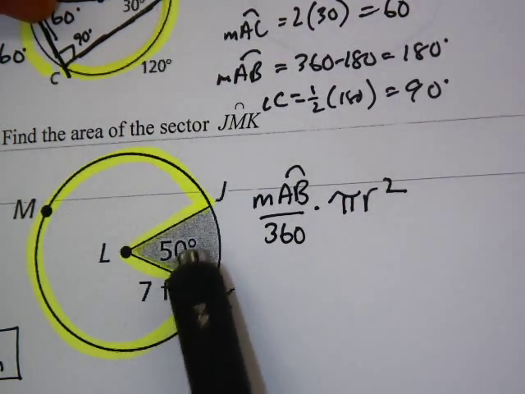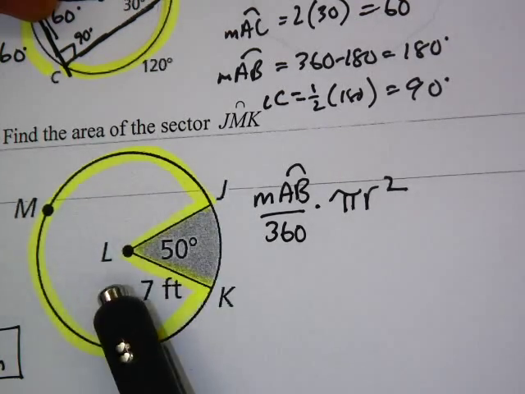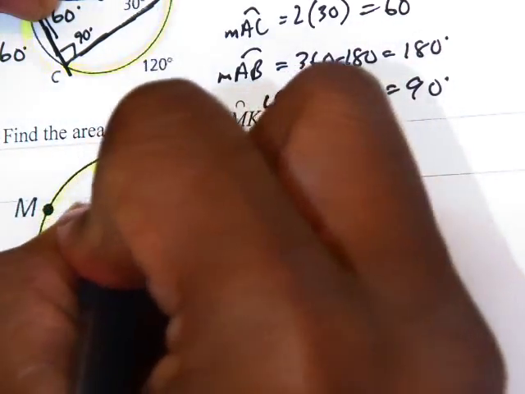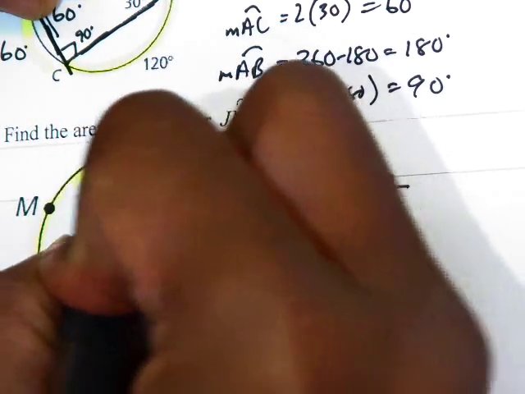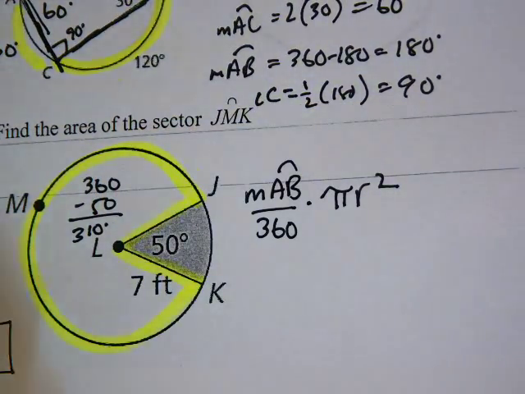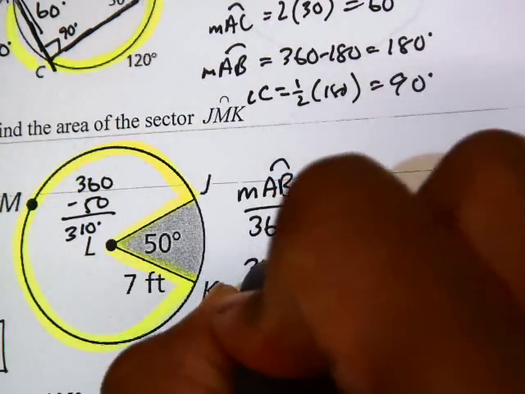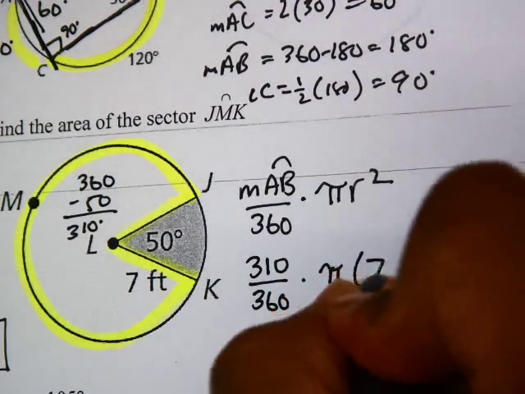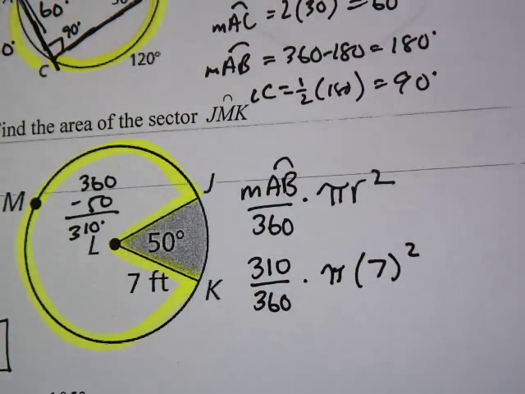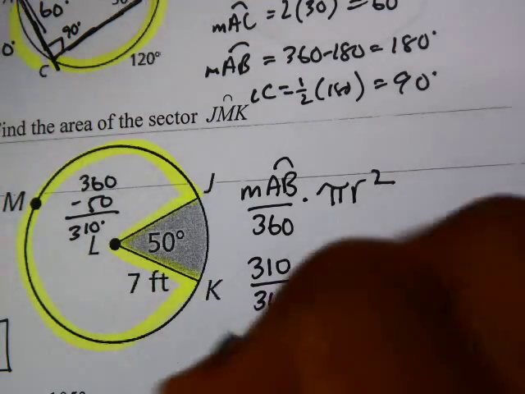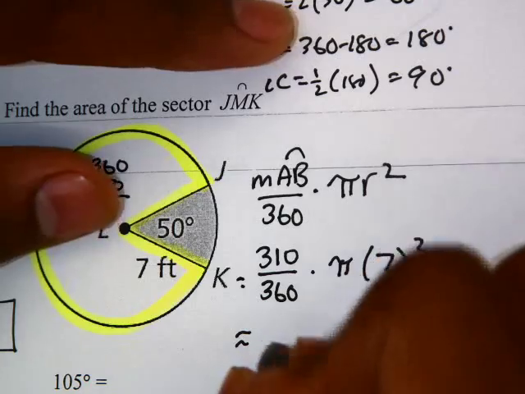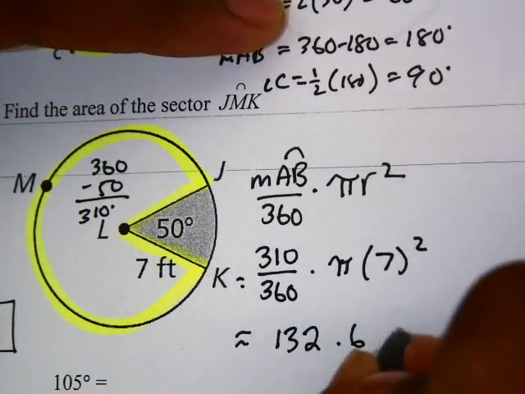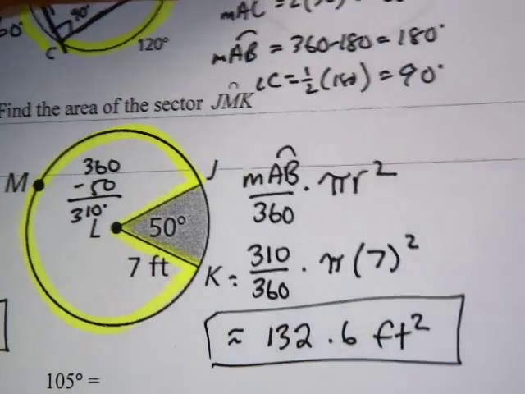They tell me that this arc is 50 degrees, but I need to know this one. So to get that, I can do 360 minus the 50. So this arc on the inside is 310. Sorry. So 310 out of 360 times pi. My radius is 7 squared. If I multiply it all out, I get approximately 132.6 feet squared.